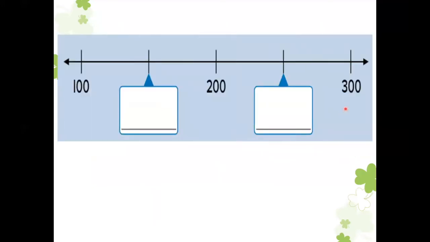Look at this number line. This number line starts with 100 and it ends in 300. How many lines do we have here? We have 1, 2, 3, 4, and 5 lines. What do you think is the number that is missing? It is 150. The number between 100 and 200 is 150.